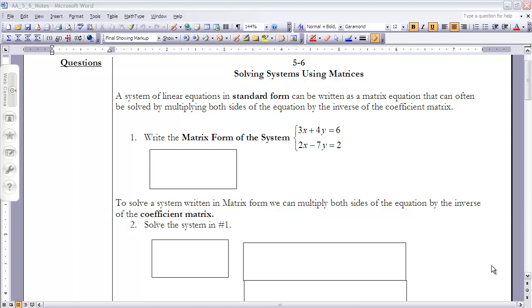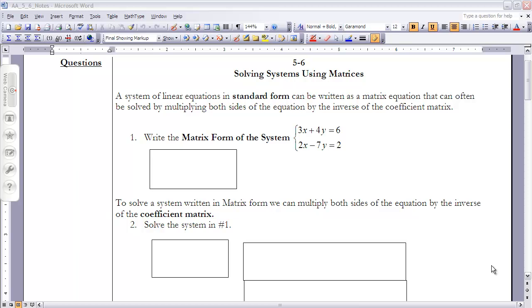We've looked at using linear combinations, we've looked at substitution, we've looked at using your CAS, tables on your CAS, and graphing using your CAS. So this is our final new method of solving systems, and it explains why we've been doing these inverse matrices in section 5.5.